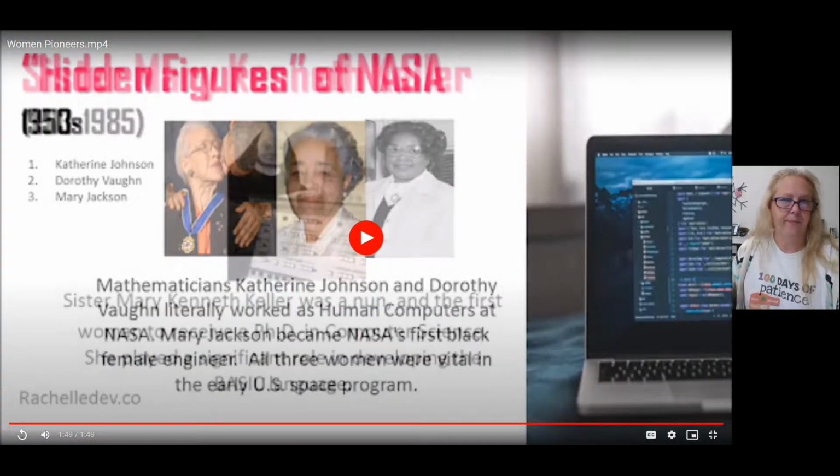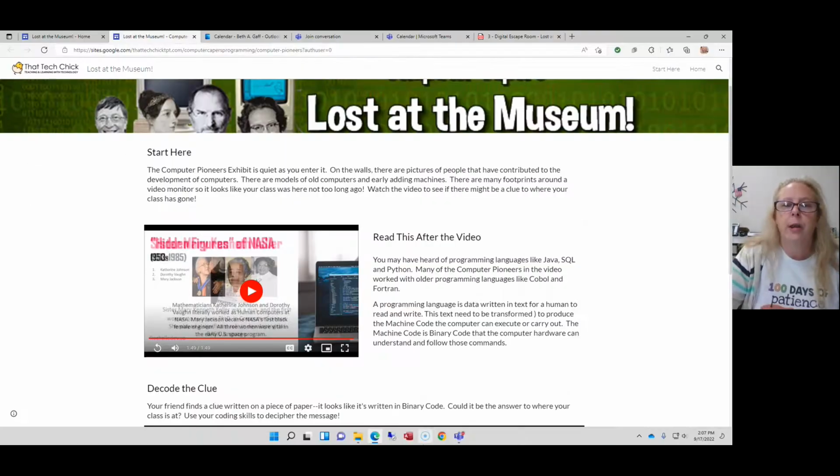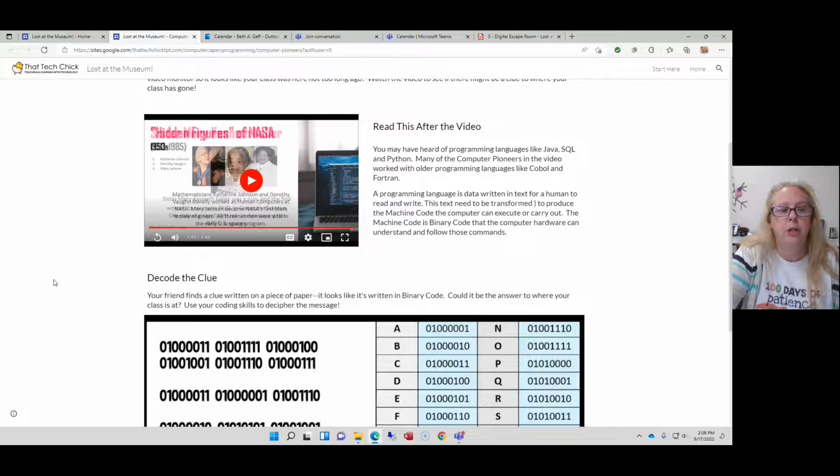All right. You may have heard of programming languages like Java, SQL, and Python. Many of the computer pioneers in the video worked with older programming languages like COBOL and Fortran. A programming language is written in text for a human to read and write. The text needs to be transformed into code to then carry out the execution. Decode the clue.